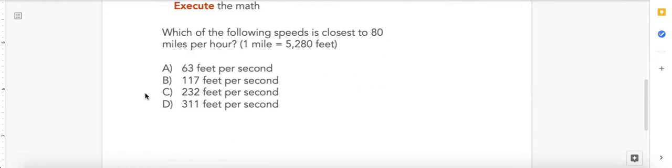Now let's go to an example. The example question asks, which of the following speeds is closest to 80 miles per hour? 1 mile equaling 5,280 feet, and then you're given A, B, C, D. Now let's go ahead and apply ISME to this problem. Number 1, we want to identify the problem type.